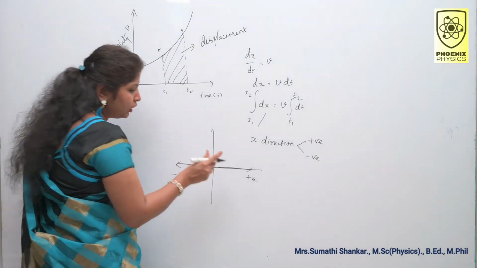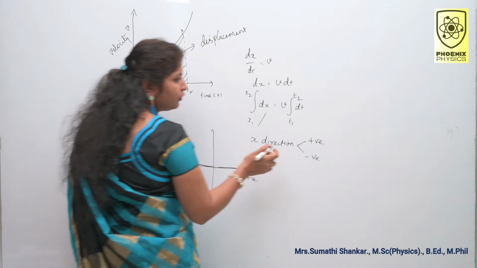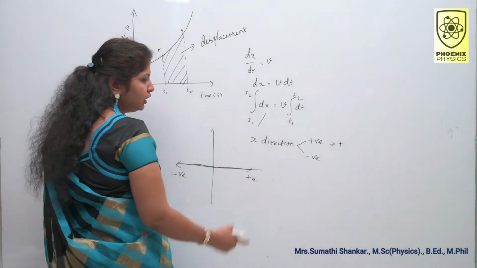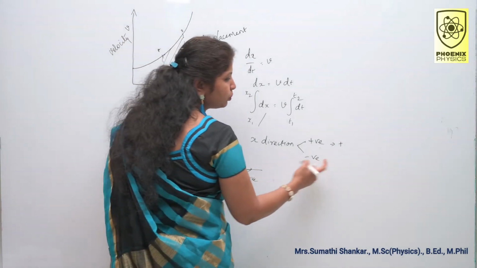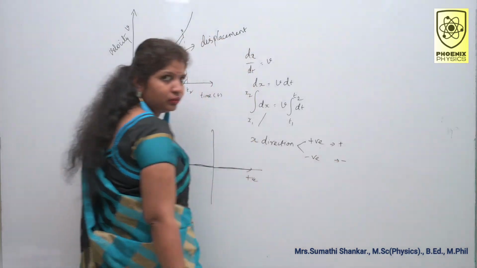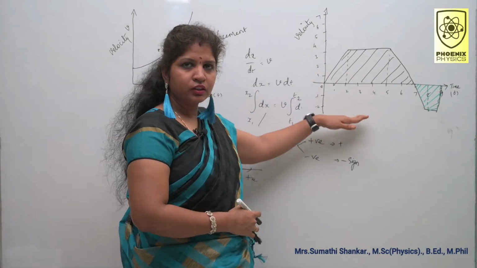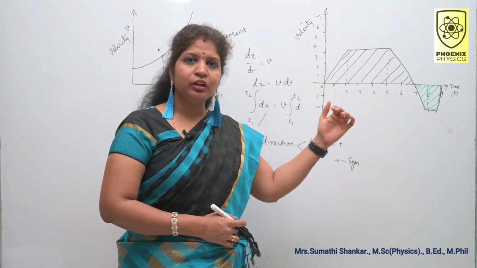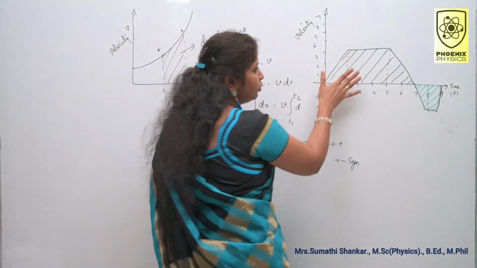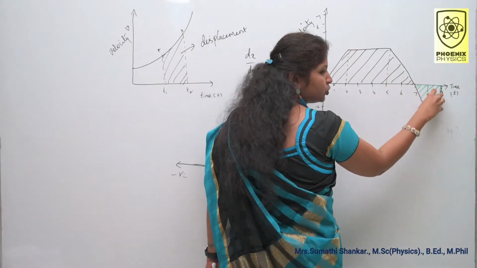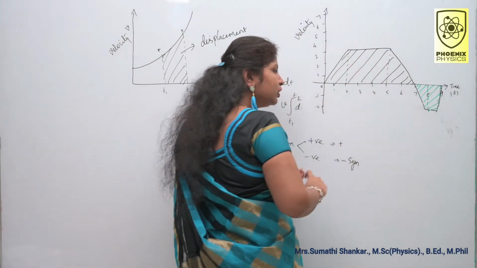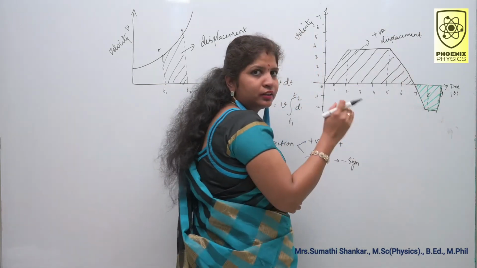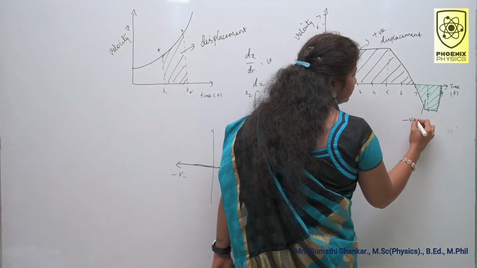How do you mark the positive x direction? If it is the positive x direction, you should put a positive sign. If it is the negative x direction, you should put a negative sign or minus sign. Look at this graph. This graph is plotted between velocity and time. You know that the velocity versus time graph will give displacement. Here we have two curves. The area under this curve will give positive displacement and the area under this curve will give negative displacement.